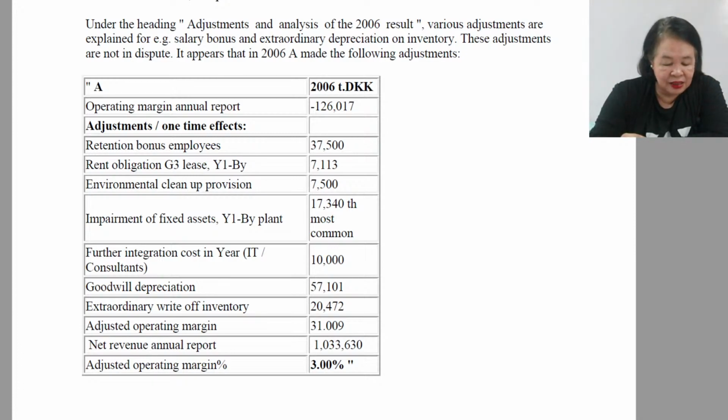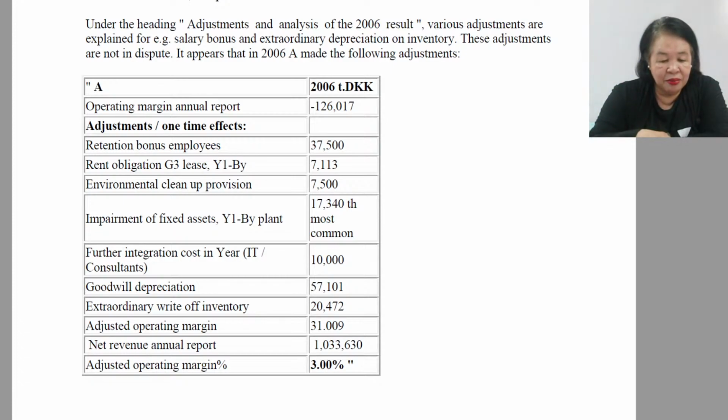Impairment of fixed assets, year 1, business year plant, 17,340 thousand most common. Further integration cost in year, IT consultants, no? How much is that? 10,000. Goodwill depreciation, ito yung 57,101 na inamortize nila na depreciation ng goodwill, no? Extraordinary write-off inventory, nag-write-off sila na inventory, 20,472. Adjusted operating margin, paano nila in-adjust yung operating margin?